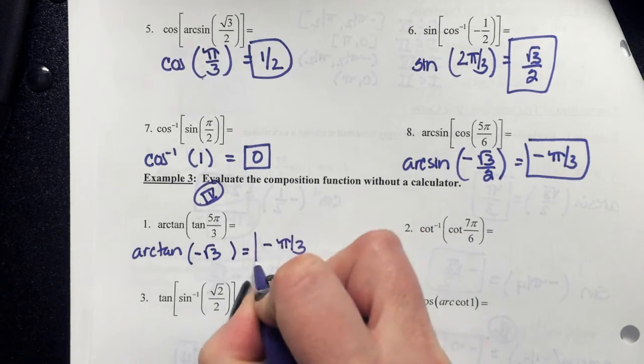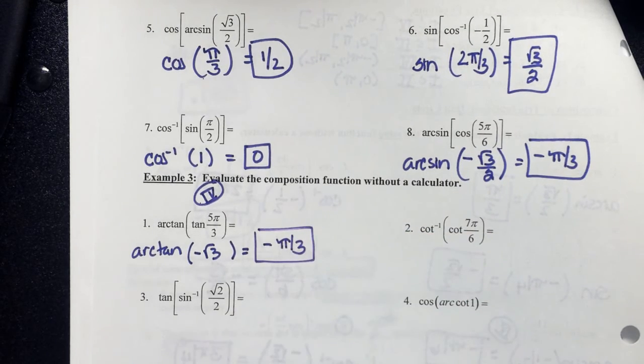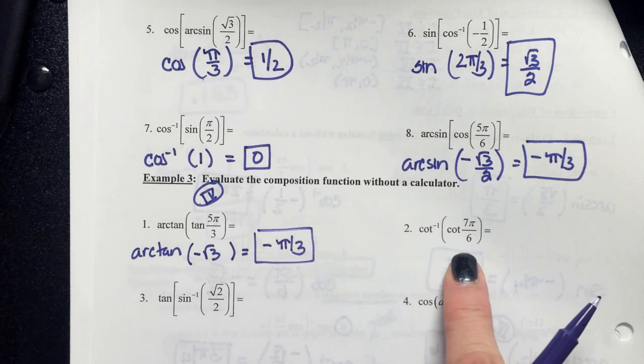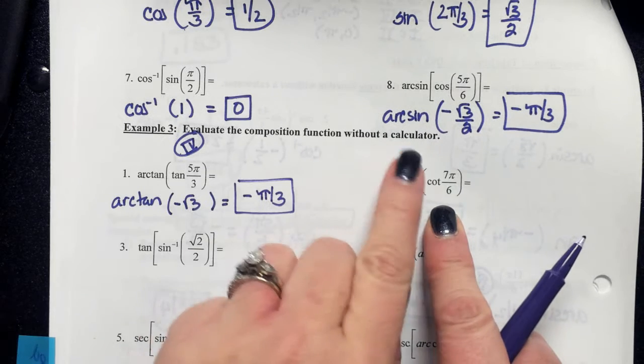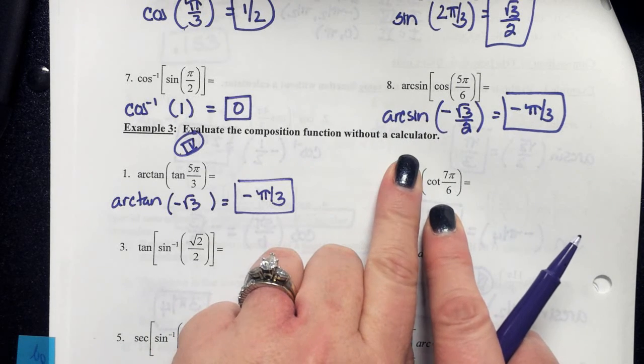-pi/3. Remember, inverse tangent, the angle has to be between -pi/2 and pi/2. Let's take a look at number 2. So again, cover up what's on the outside and let's look on the inside.